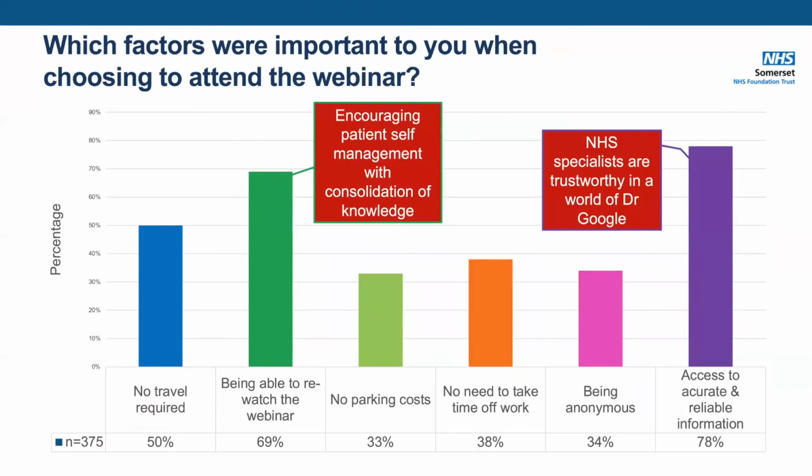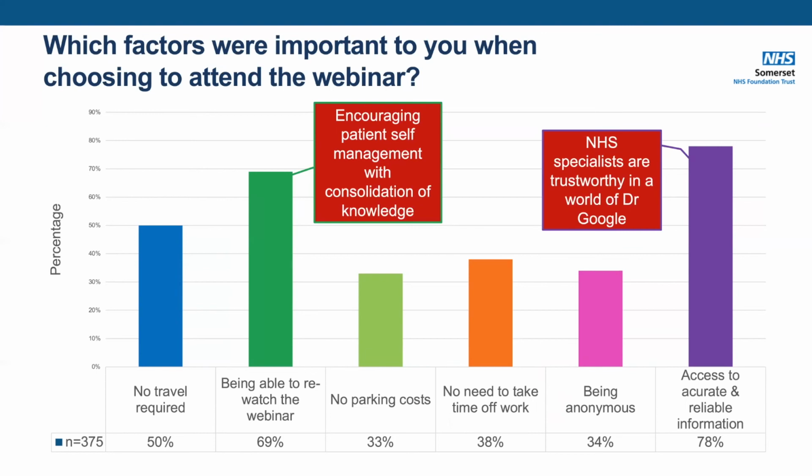Which factors were important to you when choosing to attend the webinar? Well, by far the most important was access to accurate and reliable information. And I think we can all understand that in a world of Dr. Google, and Instagram and Facebook and everything, where there's just endless rubbish put out about nutrition related conditions, people become really cautious about the information they're getting. And yet for them, they really felt confident that this was NHS information coming from specialists, not actors pretending, but actual healthcare professionals delivering the webinar.